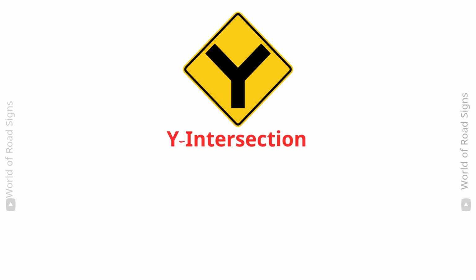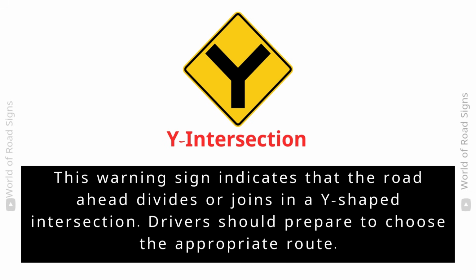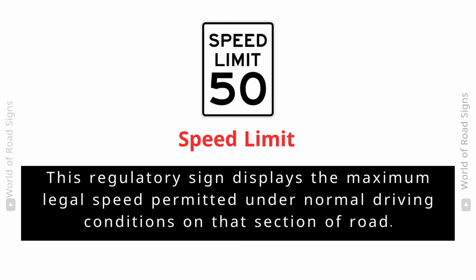Y intersection. This warning sign indicates that the road ahead divides or joins in a Y-shaped intersection. Drivers should prepare to choose the appropriate route. Speed limit. This regulatory sign displays the maximum legal speed permitted under normal driving conditions on that section of road.